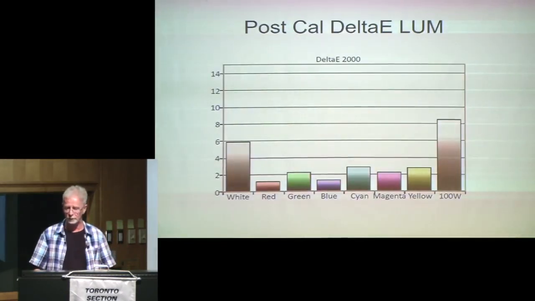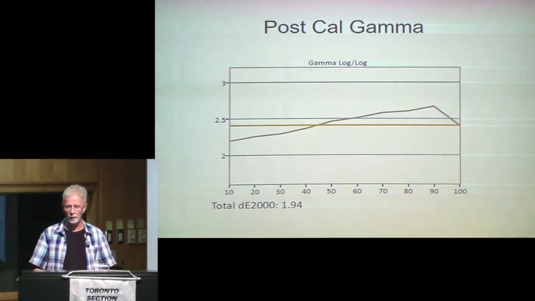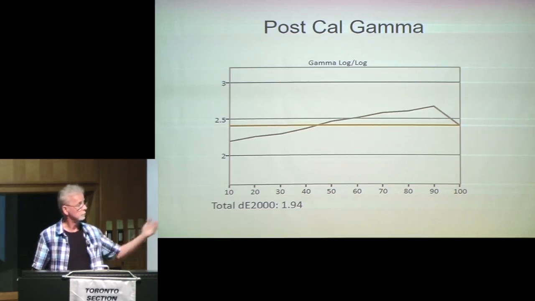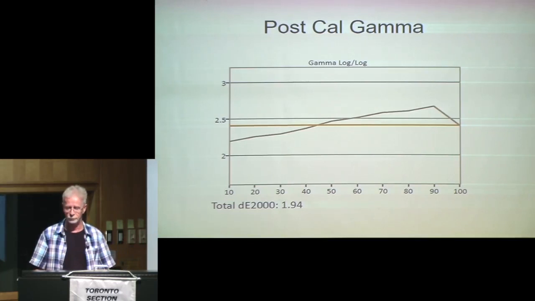So we've talked about this here. The gamma correction is better, but it's not a straight line. But it's certainly averaging 1.94. That's still pretty bad, actually.